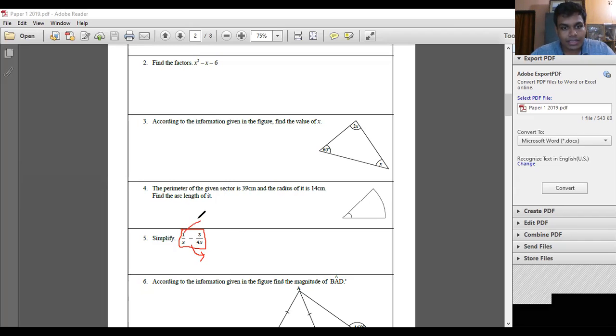We are going to multiply this whole thing by 4 times. Why? Because this denominator is 4x. That means this is a single x. So this should be multiplied by 4 times, which will give you 4 over 4x minus 3 over 4x. 4 minus 3 will give you 1 over 4x. This is your answer. The end.